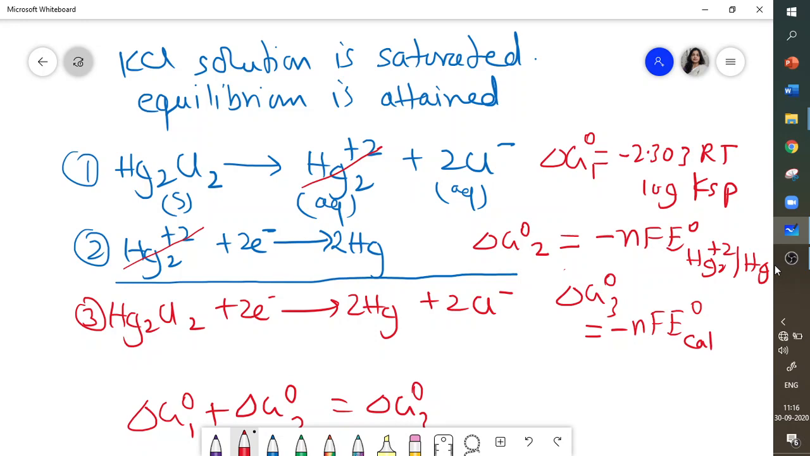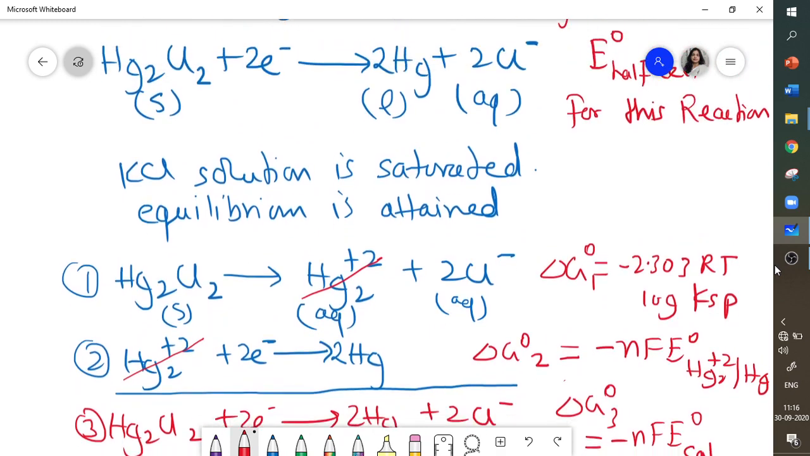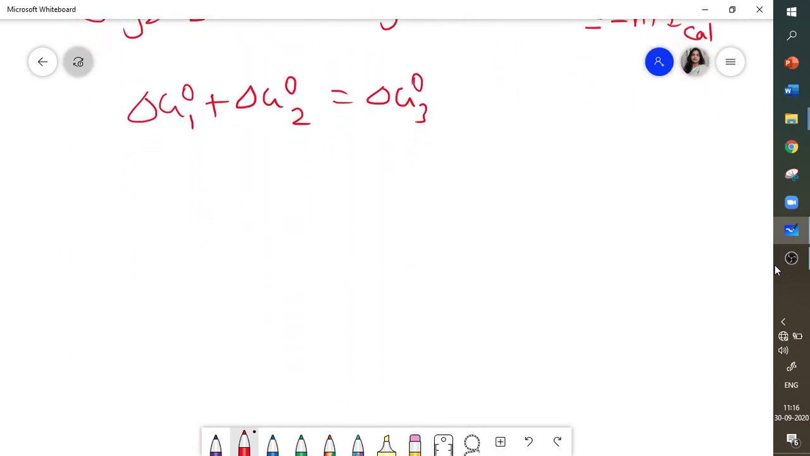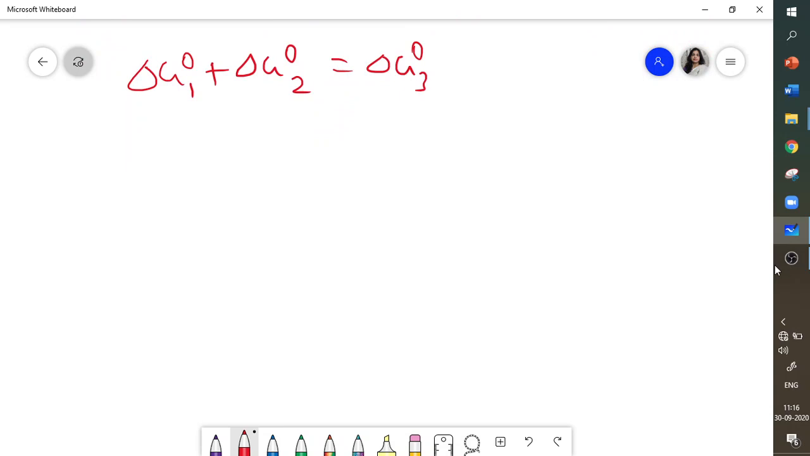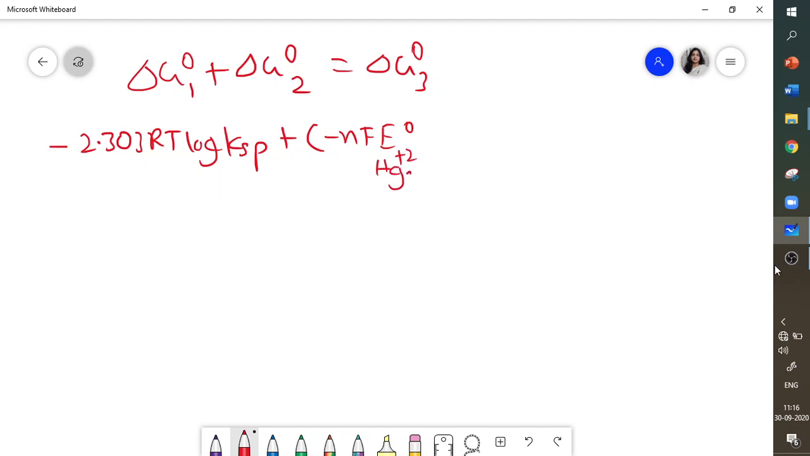Now I'm just inserting all the values there. So what I can write here is minus 2.303 RT log KSP plus minus nFE naught of Hg2 plus 2 to Hg is equal to minus nFE naught of calomel.